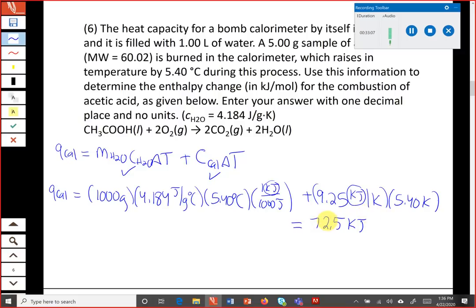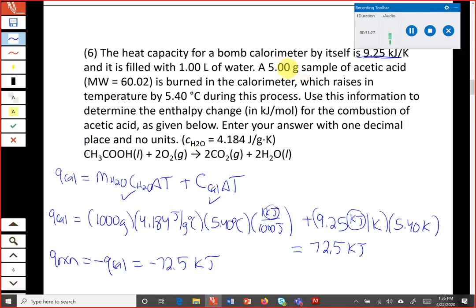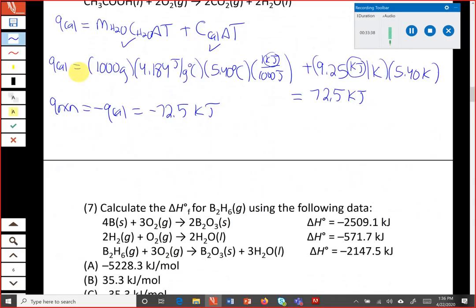So this is the heat for the calorimeter. What we're looking for is the heat of reaction. So the heat for the reaction that we're carrying out in the calorimeter is just the negative of that. So it's going to be negative 72.5 kilojoules. That's still not our final answer because this is the heat, or the delta H, associated with burning 5 grams of acetic acid. What we want is to find out the heat that's associated with burning 1 mole of acetic acid, because that's the chemical equation we have down here with the coefficient of 1 in front of acetic acid. So then to find delta H, we have to take the heat of reaction and divide it by the moles of substance that we were burning, in this case the acetic acid.